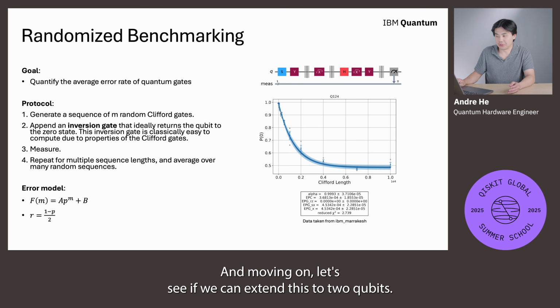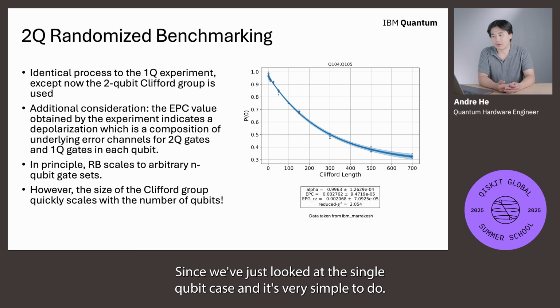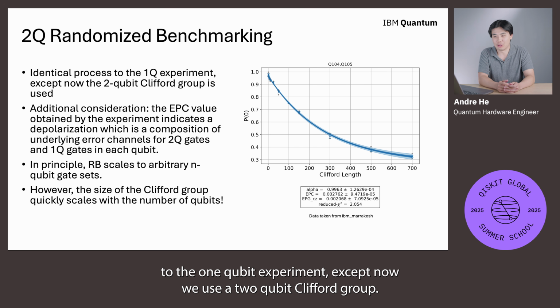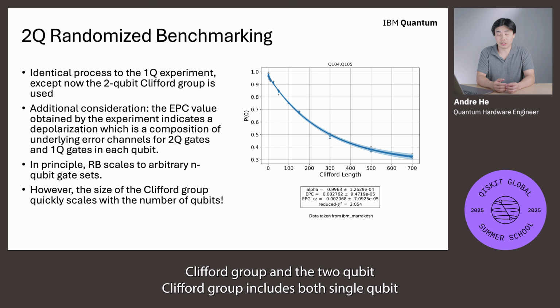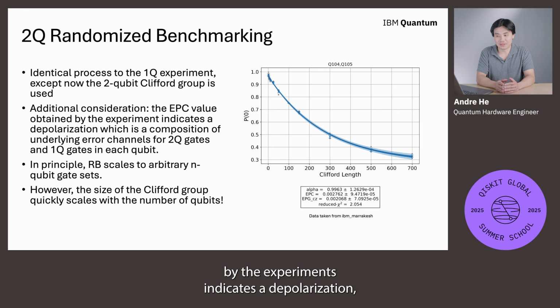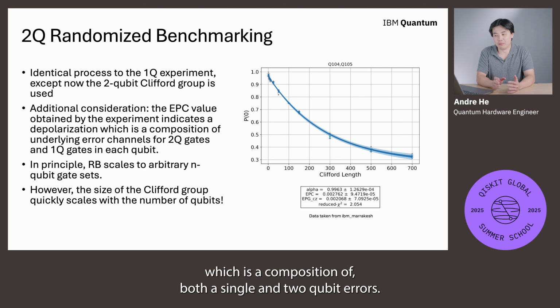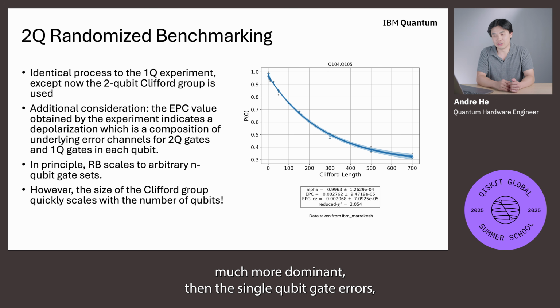And moving on, let's see if we can extend this to 2 qubits, since we've just looked at the single qubit case. And it's very simple to do so. It's an identical process to the 1 qubit experiment, except now we use a 2 qubit Clifford group. An additional consideration here is that since the 2 qubit Clifford group includes both single qubit and 2 qubit gates, the error per Clifford value obtained by the experiments indicates a depolarization which is a composition of both the single and 2 qubit errors. So if we're in a regime where the 2 qubit gate errors are much, much more dominant than the single qubit gate errors, then this isn't much of an issue.